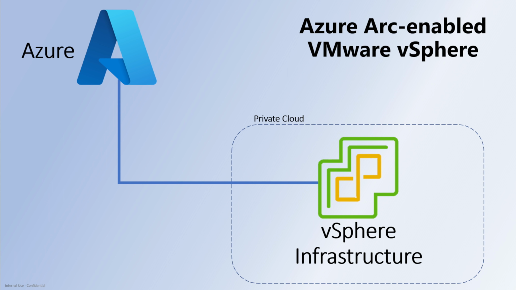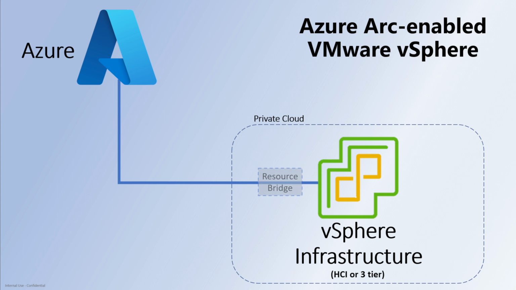The construct of your vSphere environment doesn't matter in terms of Arc enabling it, meaning you could be using a hyper-converged platform such as VxRail, or you could have a 3-tier environment with separate compute, networking, and storage. Either way, you can still benefit from the use of Azure Arc with vSphere.